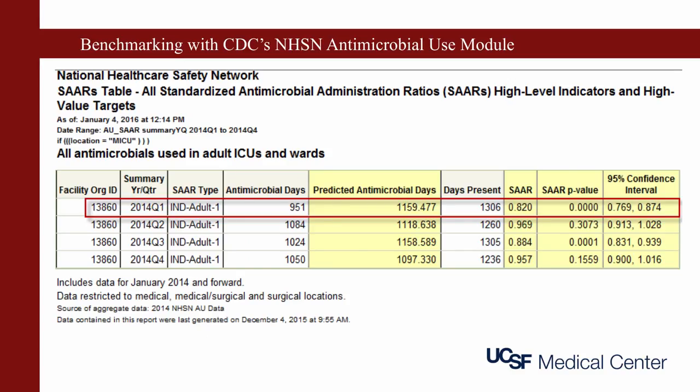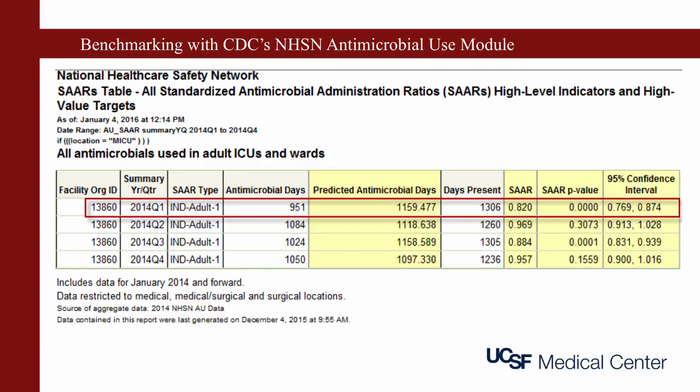Obtaining and analyzing the data for peer benchmarking can be a significant challenge. However, the CDC has made a huge step forward with the Antimicrobial Use Module of the National Healthcare Safety Network Surveillance Program. Institutions that electronically submit their antimicrobial use data through this platform contribute to statistical models that adjust for patient mix and other interinstitutional variables.